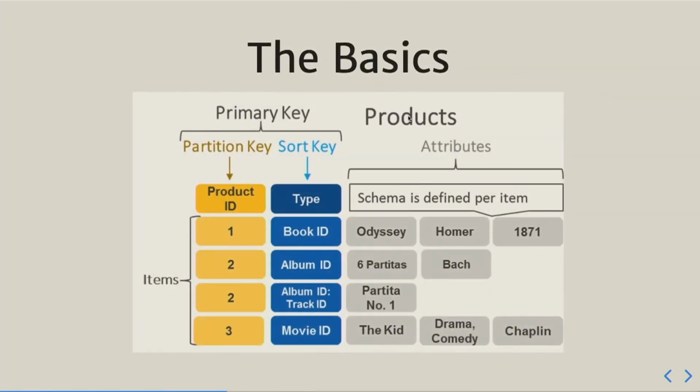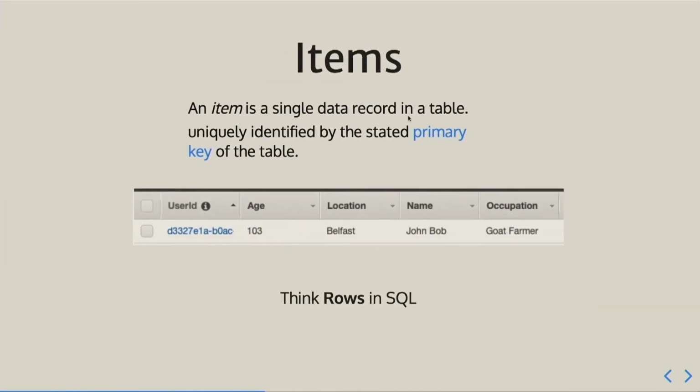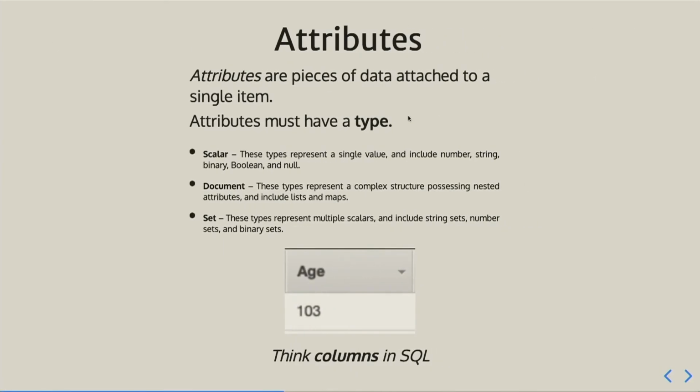So let's dive into the basic building blocks of Dynamo. The first is tables, and they'd be familiar to anyone who's used relational databases. They're just a grouping of data records, users, dogs, cats, whatever it may be. We have items, and an item is a single data record in a table, and they're uniquely identified by a primary key, and we'll get into that in just a moment. So you can see here we've got a user record with a primary key of user ID, and they're just like rows in SQL.